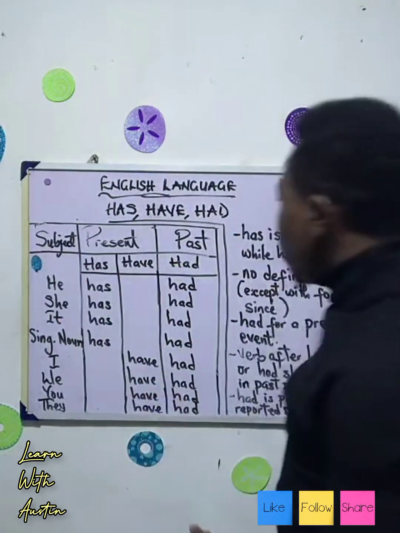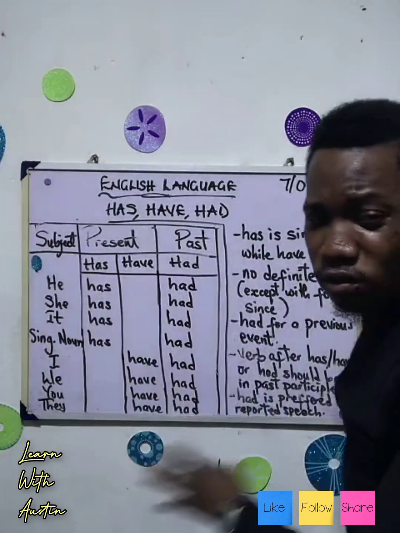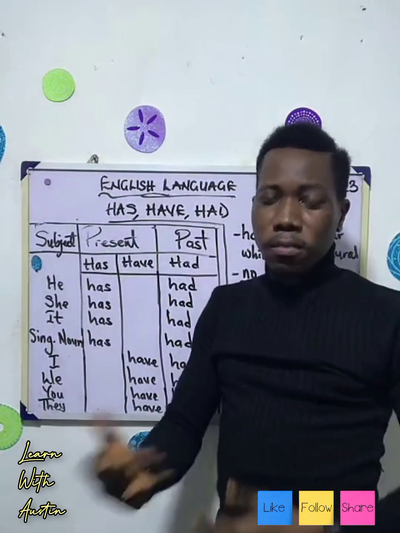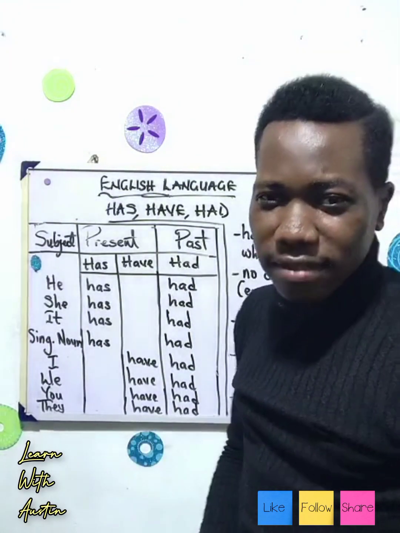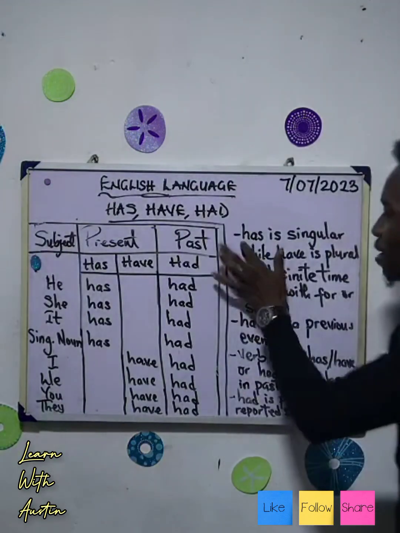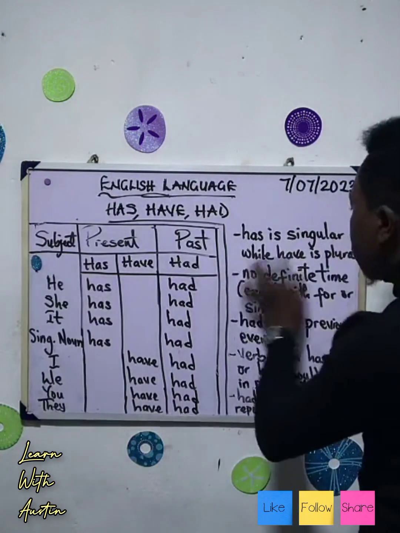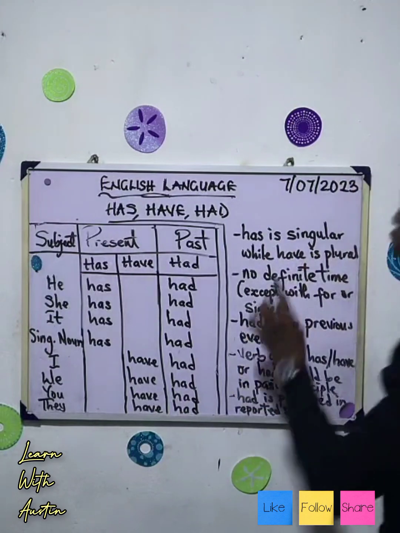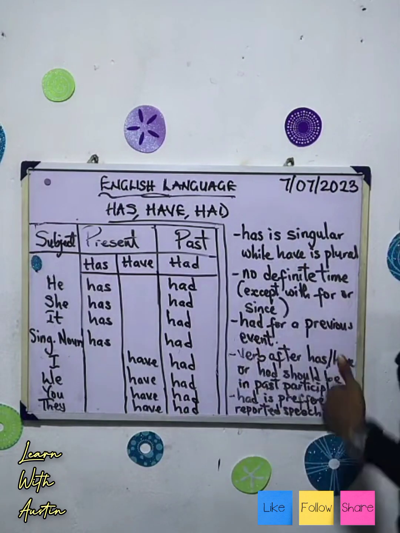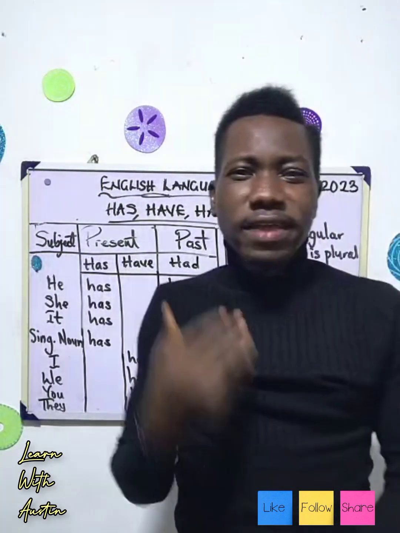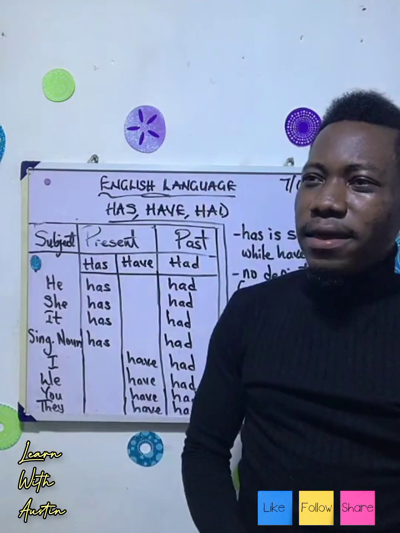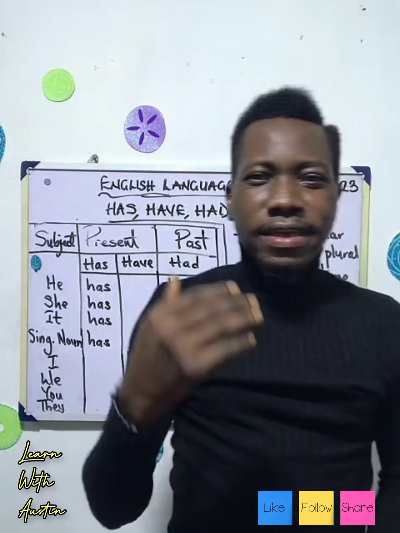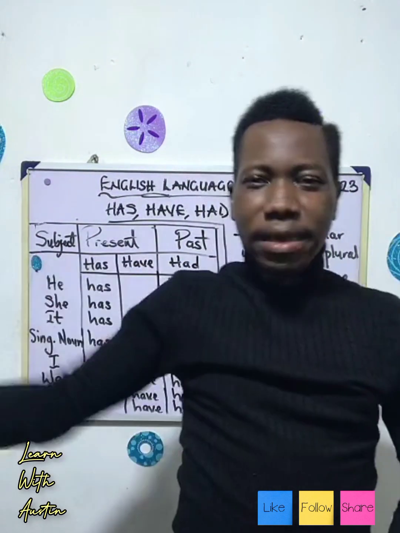Now, some of the things we need to take note of, and then I'll go over some questions. I'll read out some questions and then we answer them. So now, I said has is singular, but have is plural. Two, no definite time goes with has, have, or had. You don't say, he has gone yesterday. No, you don't use a definite time, all right?